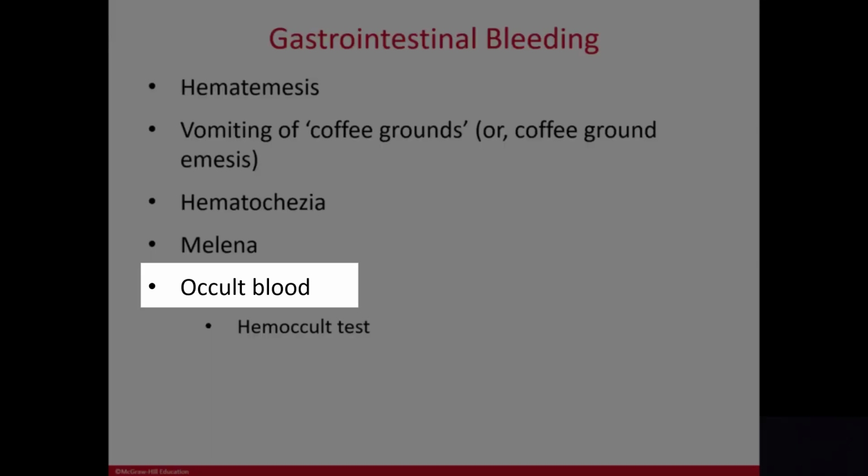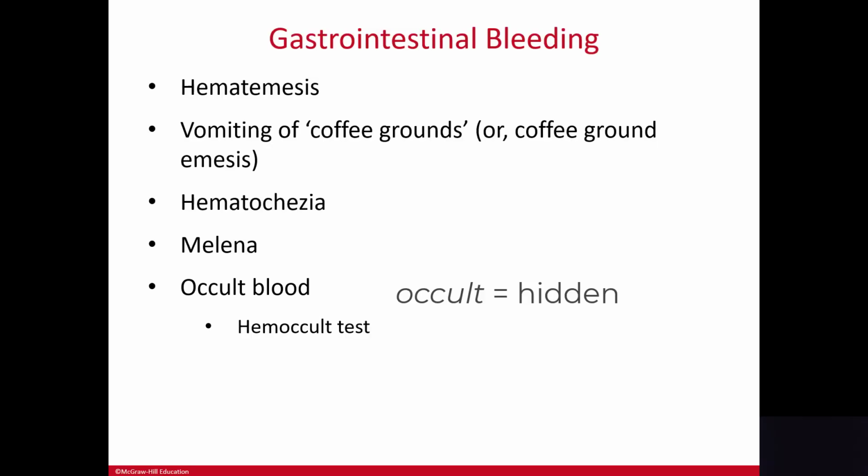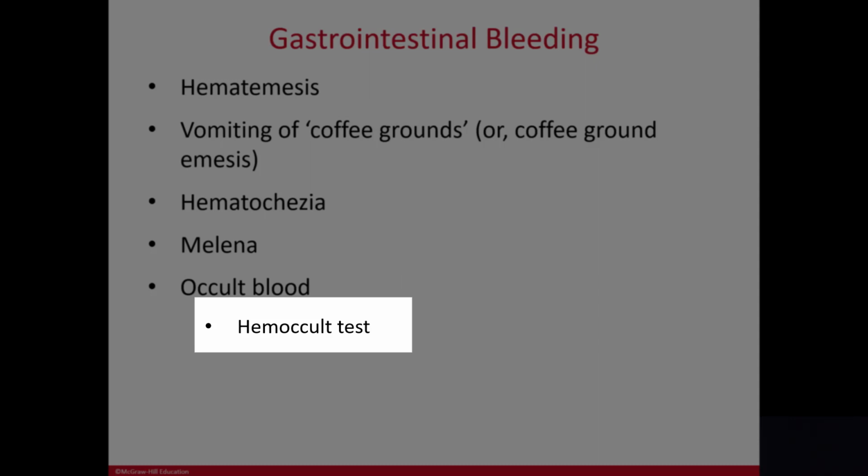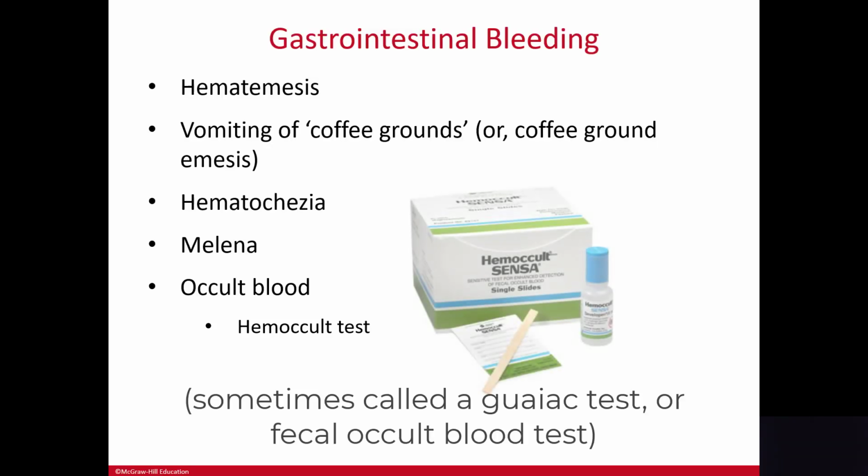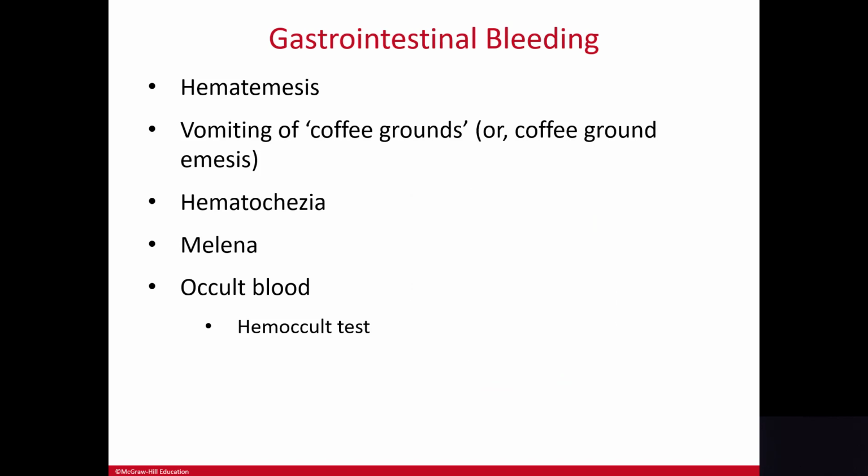The term occult blood, occult means hidden. So there's no obvious bleeding seen in the stool, but we use a test called a Hemoccult test, which uses a chemical agent to check for microscopic traces of blood. It's a simple bedside test that looks for the smallest traces of blood that can indicate GI bleeding. It's not obvious to the naked eye. However, there are certain foods and medications that can cause false positives on this test. Things like black licorice, Pepto-Bismol, iron tablets, even blueberries can cause false positives.